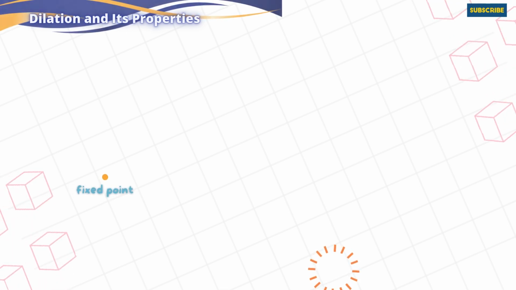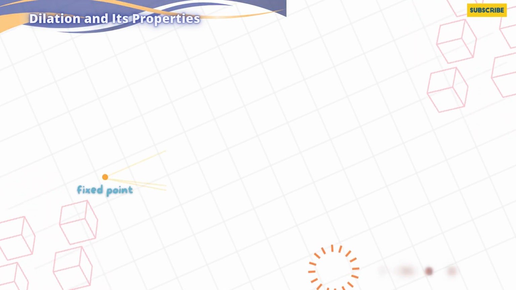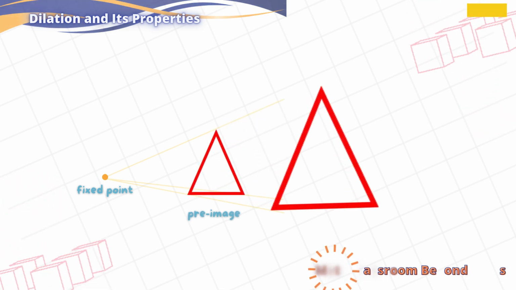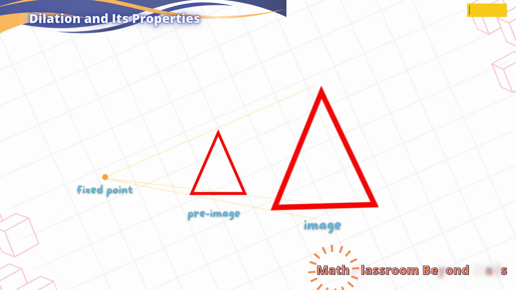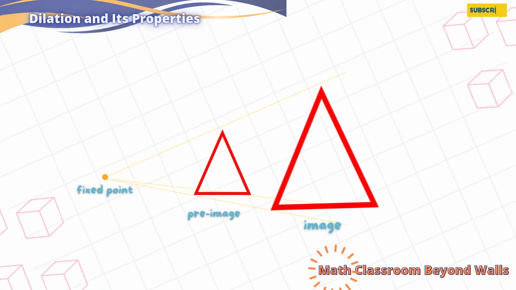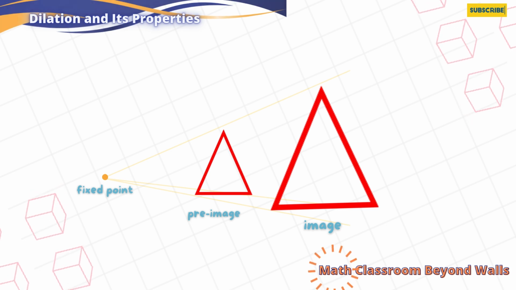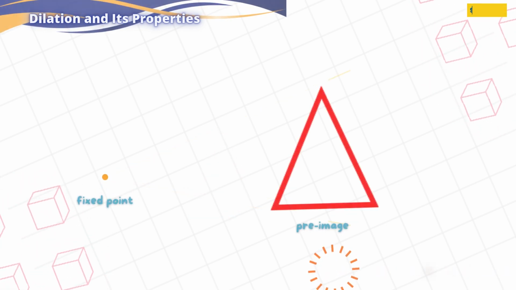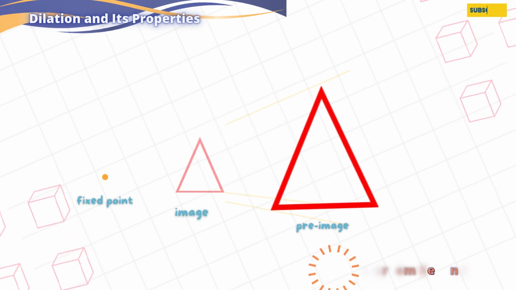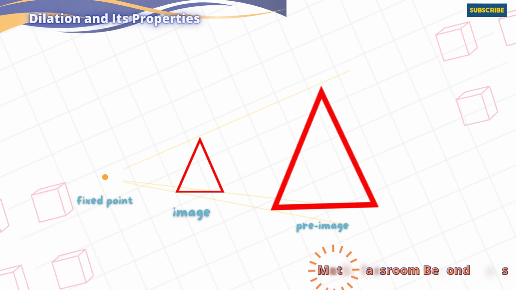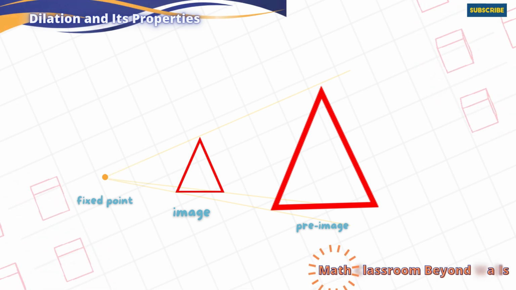But how does a dilation really take place? Let us look at these, learners. What did you observe? Correct. The pre-image was stretched from a fixed point, forming an image that is larger in size than the pre-image. How about this one? Right, here an image smaller than the pre-image is produced as the pre-image is made to shrink from a fixed point.